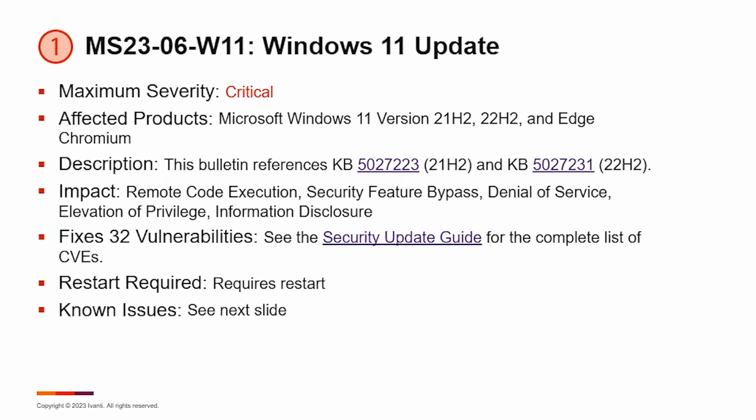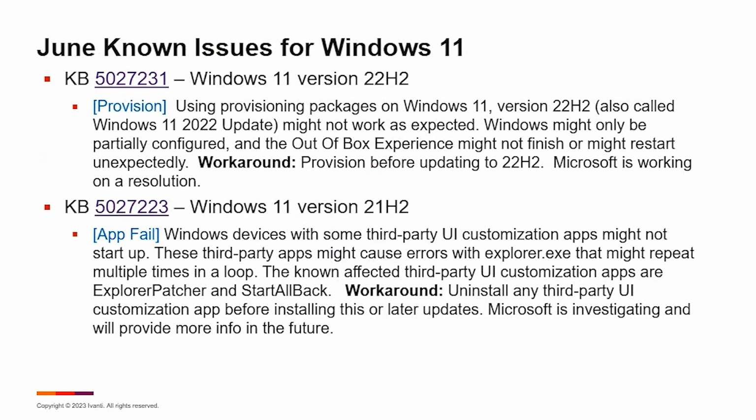As far as Windows 11 goes, we did have 32 vulnerabilities addressed this month. Obviously, updates for both the 21H2 and the 22H2 versions. Wide range of types of impact addressed this particular month. Rated critical because of the various vulnerabilities that were addressed. Still carrying forward some known issues in these versions. In 22H2, we still have this issue around provisioning. It's been around for a while. Microsoft keeps saying they're working on it, but we'll see what happens there.